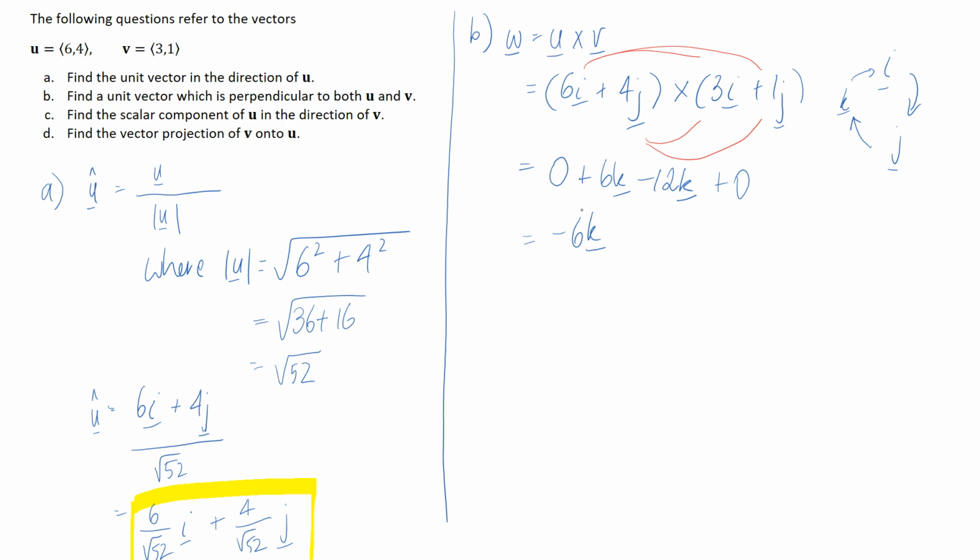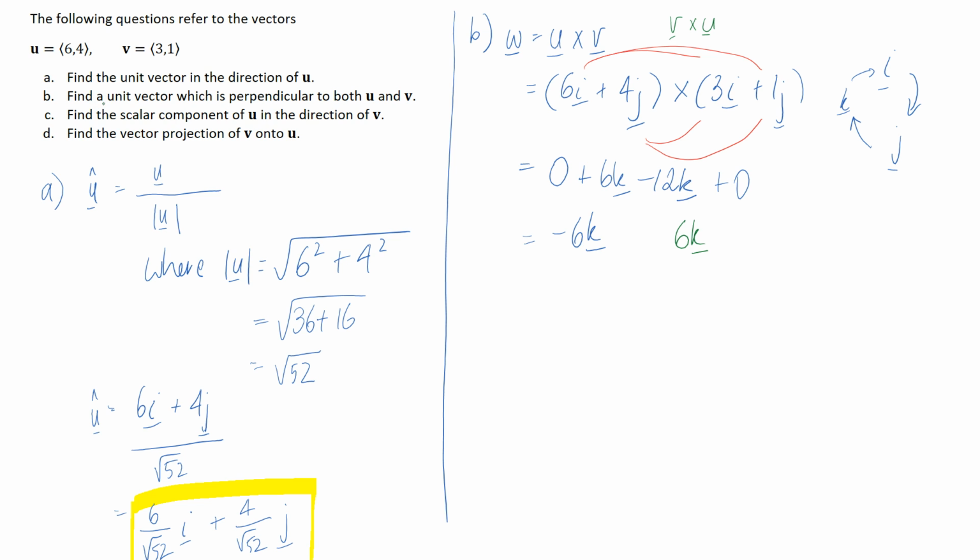Alright, so this is a vector which is perpendicular to u and v. Just be aware you could have equivalently done v cross u, so the opposite here, which would have resulted in this one being the opposite direction. So you would have got out the vector 6k instead. Okay, so that's if you do the opposite. This would be equally correct, because it's just asking for a unit vector, not the unit vector.